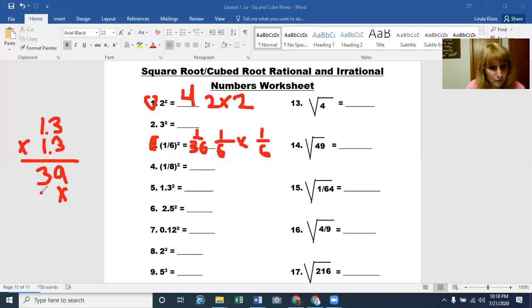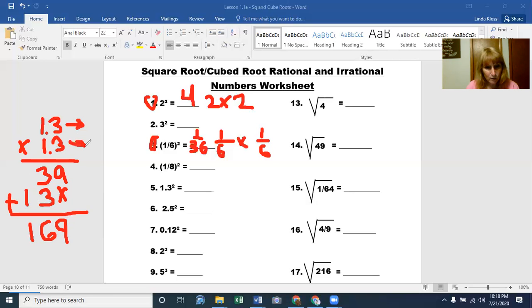1 times 3 is 3. 1 times 1 is 1. And then we add our two partial products. And we get 9 plus nothing is 9. 3 plus 3 is 6. And 1 plus nothing is 1. So 1.3 squared. We're not quite done yet. We got one number after the decimal here. And we got one number after the decimal here. So we have to have two numbers after the decimal. So our decimal starts at the end and we go two numbers. 1, 2. So that's where our decimal is going. So the correct answer to this number 5 is 1.69.